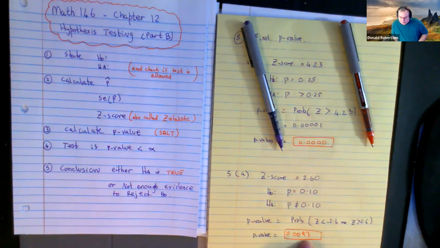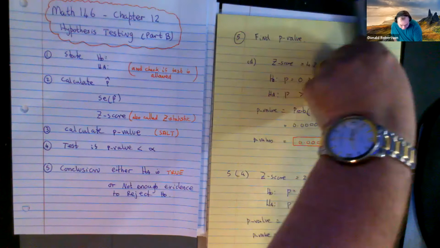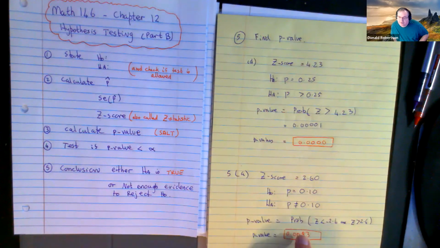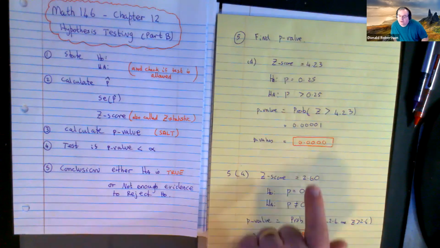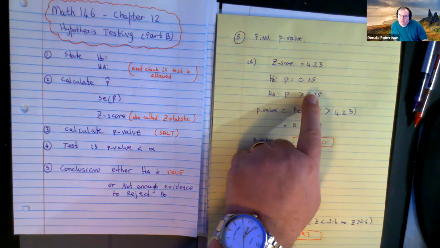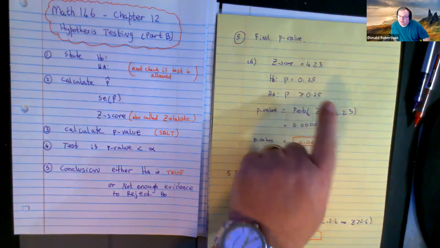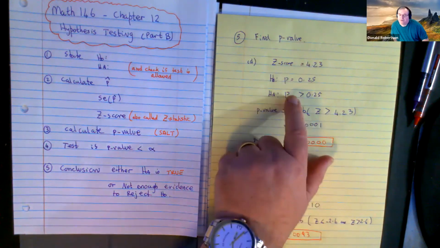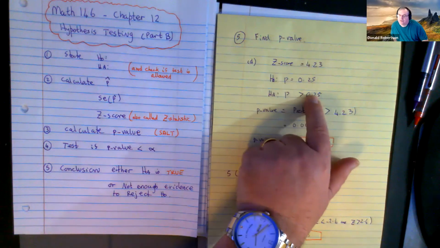So there is your p-value. When you do hypothesis testing, these numbers are typically very small. In fact, the smaller they are, the more evidence there is to say that this is true. It sounds back to front, but that's the way it works. A small p-value indicates that the alternate is true.